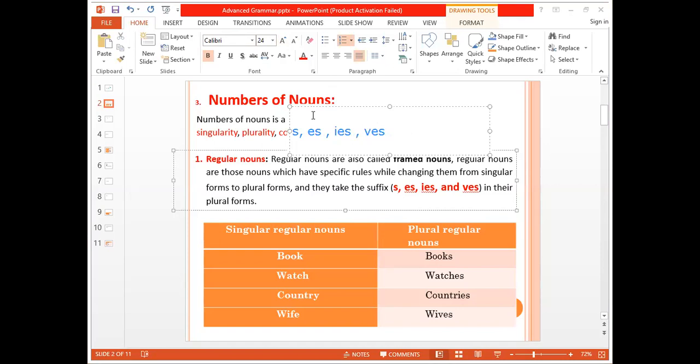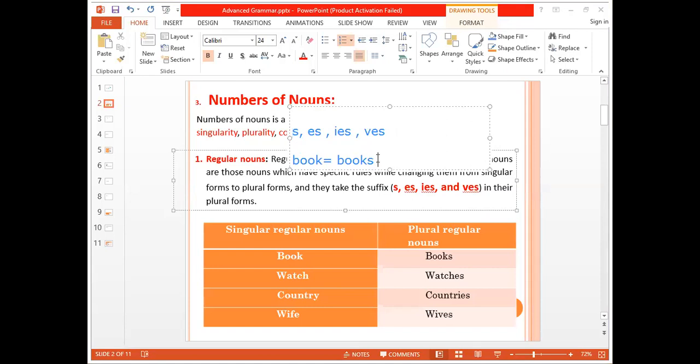For example, if I say book, so book is what? Book is a noun. Clear? To change into plural form, it takes what? S. Clear? We can say it is equal to books. So in this case, book is singular and books is plural. It took what? The first one. Clear? This is S. It takes S here at the end.